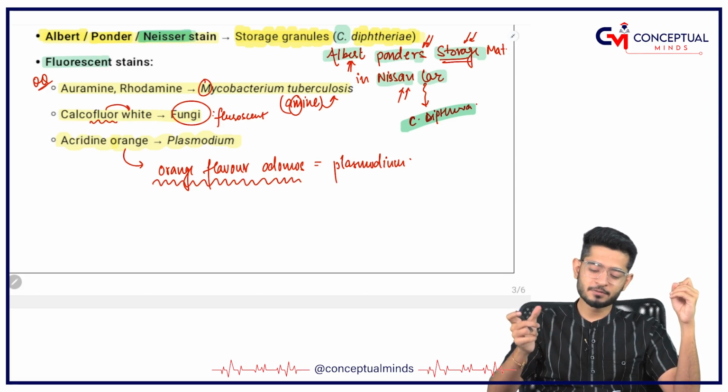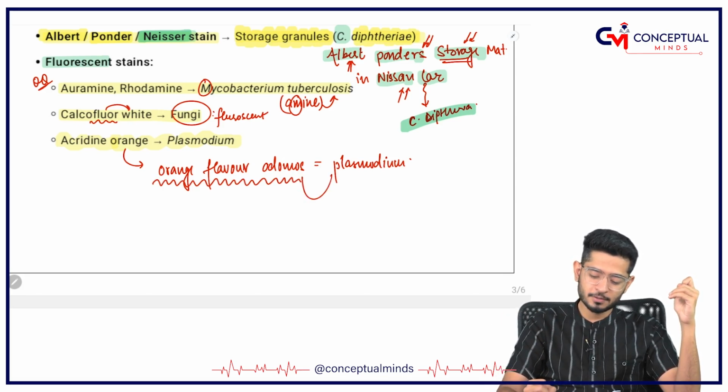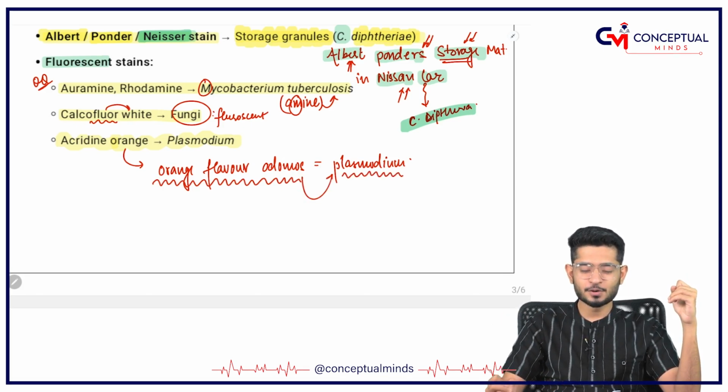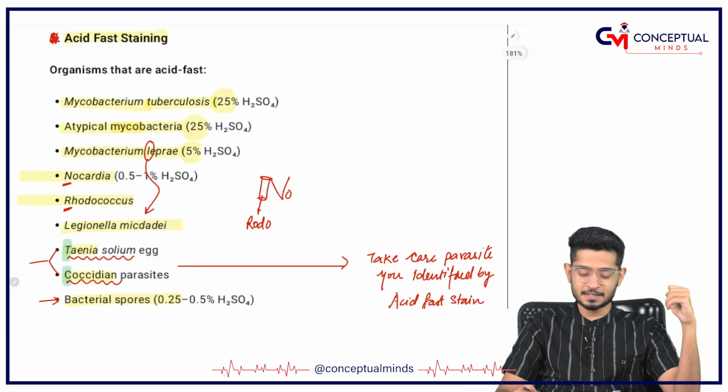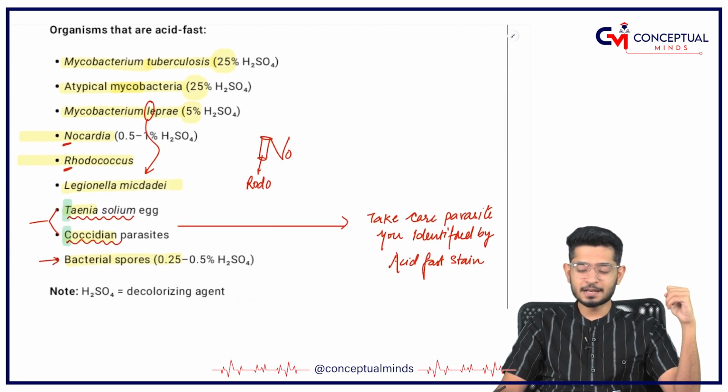So remember orange flavor Odomos, and Odomos is for what? For malaria, Plasmodium. So acridine orange is for Plasmodium. Okay. Now coming on to acid fast staining. So what are the different organisms which are picked up by the acid fast stain?